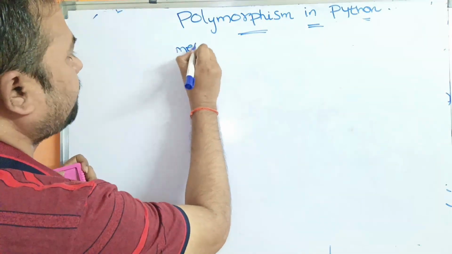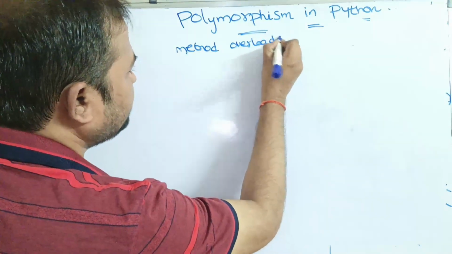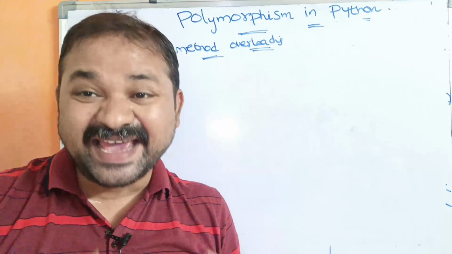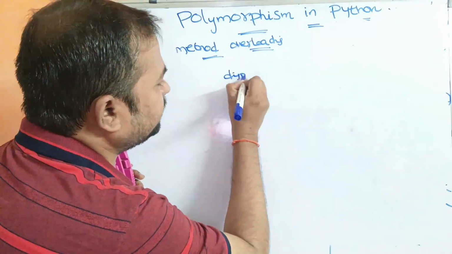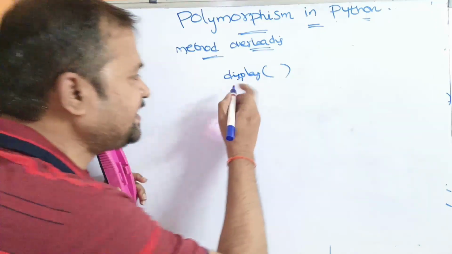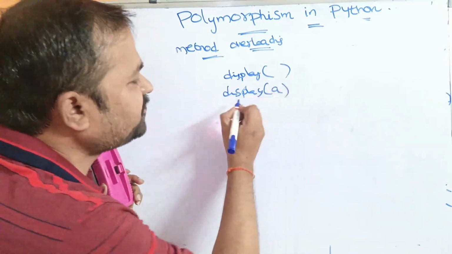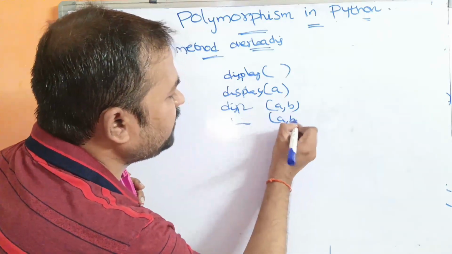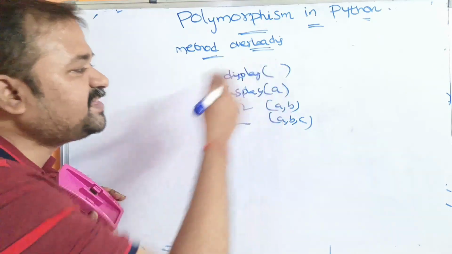Now let us see about the second polymorphism technique, that is method overloading. Method overloading means defining multiple methods with the same name but with different signatures. So we have to define method with the same name but with different signatures. Here display of, here it has no argument. Display of A, it has one argument. Display of A comma B, it has two arguments. Display of A comma B comma C. So defining multiple methods with the same name but with different signature.